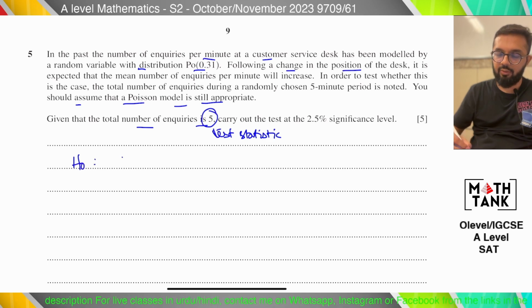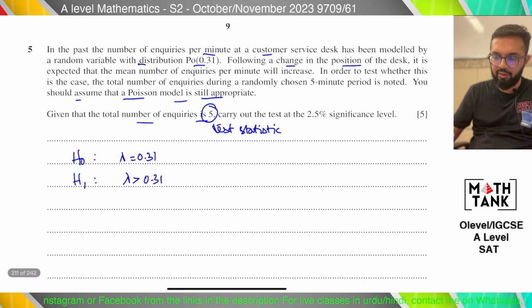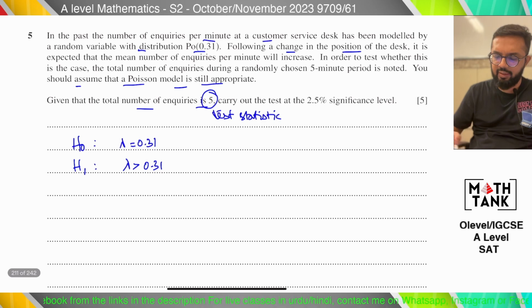So I'm going to say that H naught is lambda equals 0.31. Now you're expecting that this is growing, so H1 is lambda greater than 0.31. So this is basically an upper tail test. What is my test statistic? It's 5. So I'm going to calculate the probability of X greater than or equal to 5.